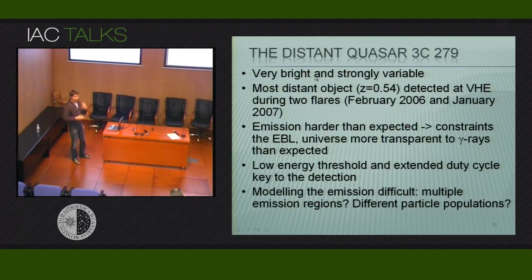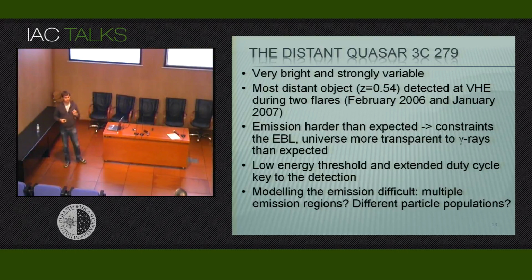And because of that, we were expecting that the universe will not be very transparent to gamma rays. This would have meant that the spectrum is strongly absorbed and becomes very soft, but the emission was harder than we thought, so the conclusion is that the universe must be more transparent to gamma rays than expected. And this was possible with MAGIC because we have such a low energy threshold, and also we extended our duty cycle to observe during moon, which is not always possible for the other telescopes.